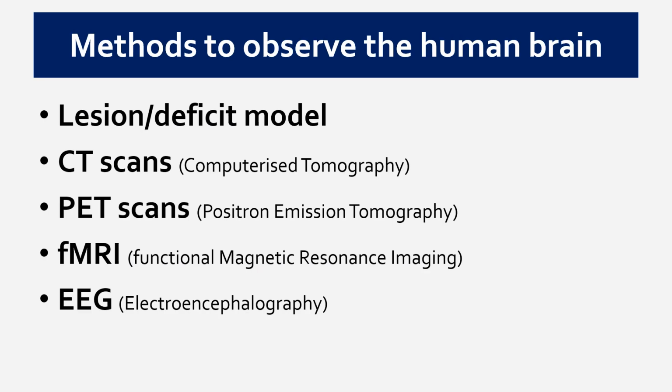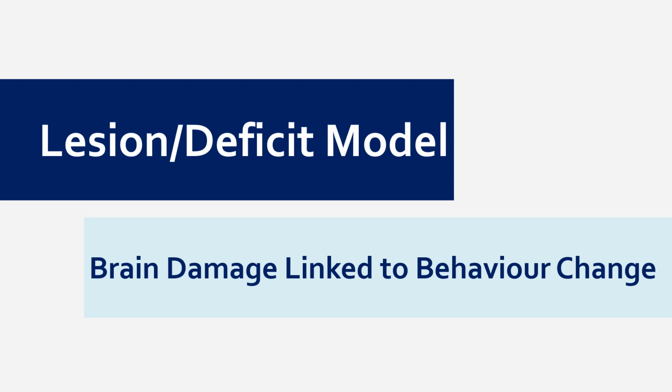Here's a list of the methods that we're going to cover in this video. We're going to talk about the lesion-deficit model and then make our way through CT, PET, fMRI, and EEG. We're going to talk about how these are used clinically, how they're used in neuroscience research, and some of the main strengths and limitations of the different models. We're going to start then with the lesion-deficit model.